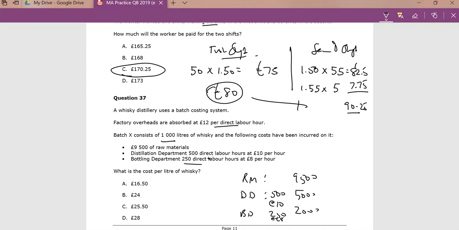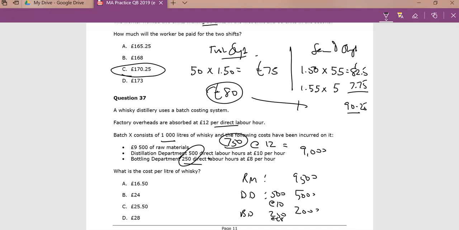But then we have overheads, and overheads are absorbed based on the direct labor hours. So we had 750 direct labor hours in total, and you're absorbing £12 to each of those hours. So 750 times 12 takes you to 9,000.